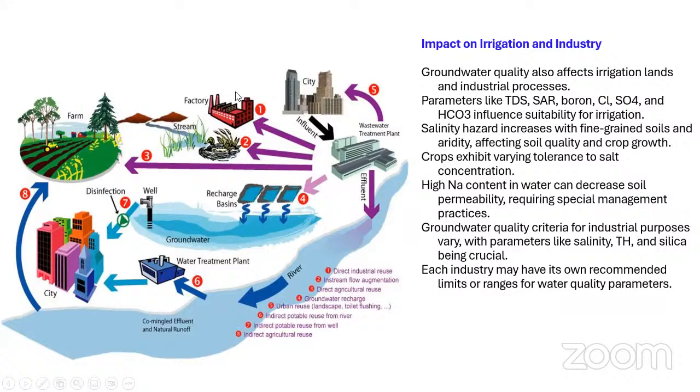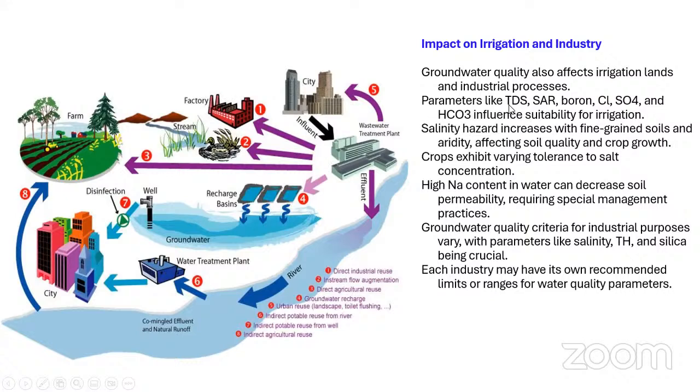So based on these activities, which are part of the hydrological cycle, they affect irrigation and industry, which are related to groundwater usage. And groundwater quality also affects irrigation lands and industrial processes. Here you can observe it may affect the groundwater quality, it may affect agricultural activity and industrial activity.